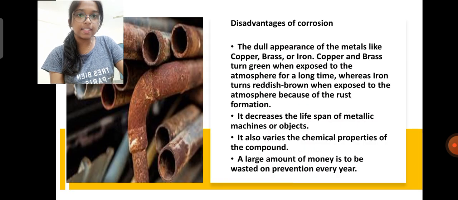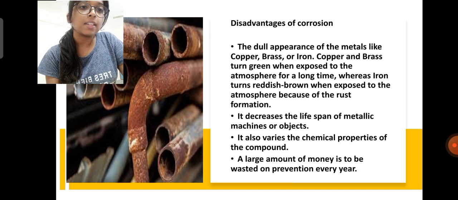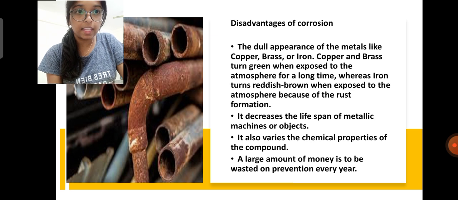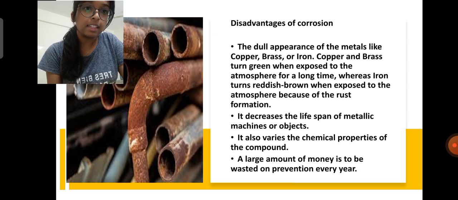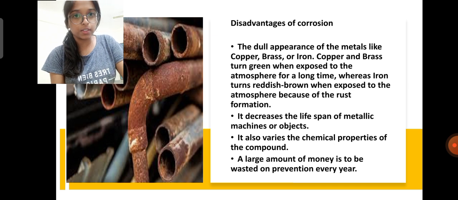Now the disadvantages of corrosion. By this, dullness appears on metals like copper, brass and iron. Copper and brass turn green when exposed to the atmosphere for a very long time, whereas iron turns reddish brown when exposed to the atmosphere because of the formation of rust.